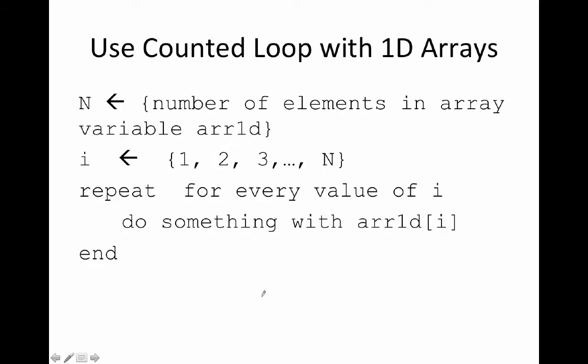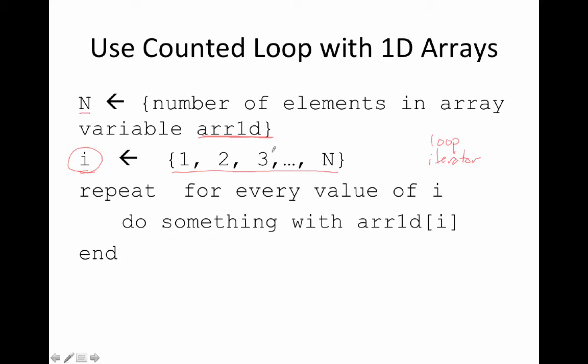Now, with one-dimensional arrays, we use counted loops in order to perform the same operation on every element in the array. So if n stores the number of elements in an array variable, let's say for example the array variable is called ARR1D, so it's a one-dimensional array variable. So if n is the number of elements, then what we're going to do is we're going to have a variable which we'll call the loop or the iterator variable. So either loop or iterator variable, and that is going to be, in this case, the variable I. And I is going to go through all of the values from 1 through n.